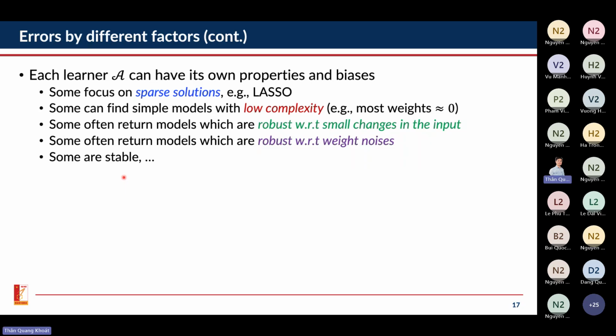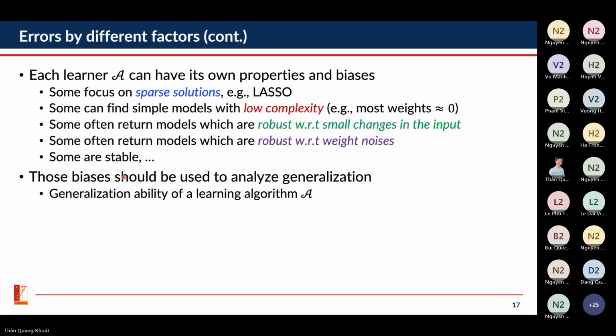Okay, so in practice, there are many learners, many learning algorithms, right? Each one has different properties and preferences. You need to know that in order to analyze what is going on inside when we get a very bad model, right? And of course, those biases and properties should affect the generalization ability of a learning algorithm, right? Do you have any question?